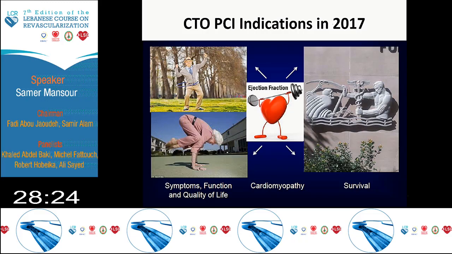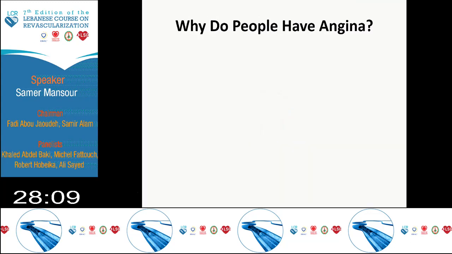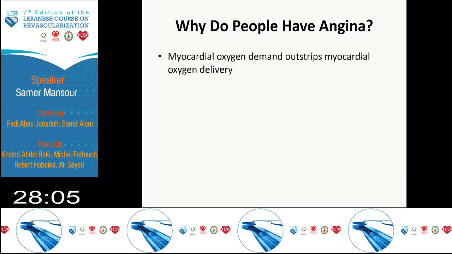You look for the symptoms of the patient, the quality of life of the patient, the functional status of your patient. You look at the ejection fraction. If you have an ischemic cardiomyopathy, opening that CTO will improve the LV function, and of course survival when you have a high ischemic burden. People don't know why they have angina when they come to see you. You know, myocardial oxygen demand outstrips the myocardial oxygen delivery.